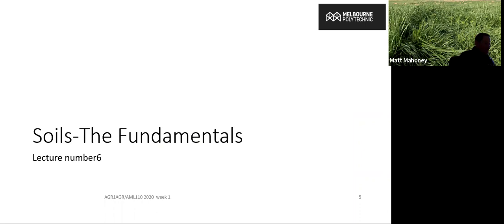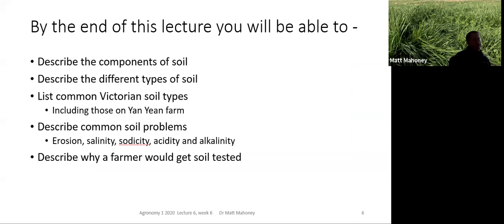So soils, the fundamentals. By the end of this lecture, we hope to be able to describe the components of soil, describe the different types of soil, list common Victorian soil types, including the ones at Yanyeen, and describe common soil problems. Some of the ones that we will commonly come across will be erosion, salinity, acidity and alkalinity. And also we'll cover off why a farmer might get his soil tested and what he's looking for when he tests his soil, or when an agronomist gets a soil test done.